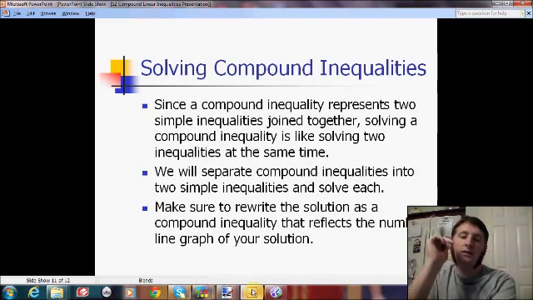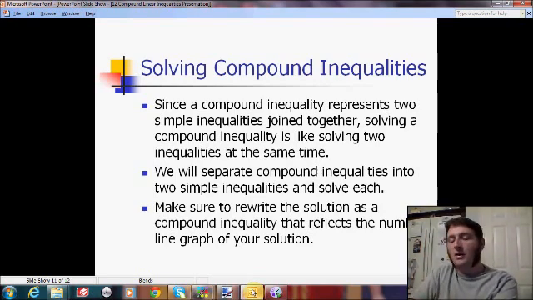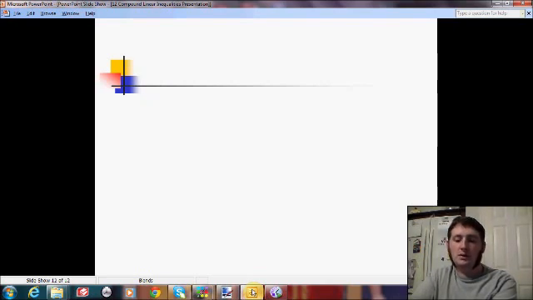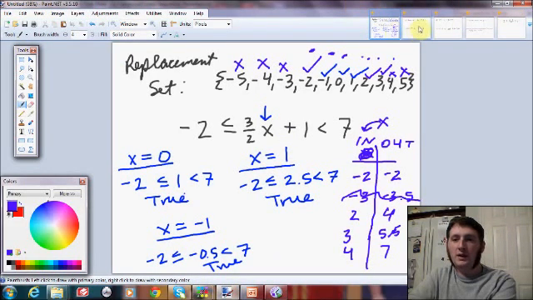You can, I wouldn't say will, that's a little too strong. You can separate it into two inequalities and solve each and then put them back together. I think for you all that's not going to be necessary. We'll do it both ways. And then we got to make sure to include a number line graph. And that's it for the notes. I have the examples right here.